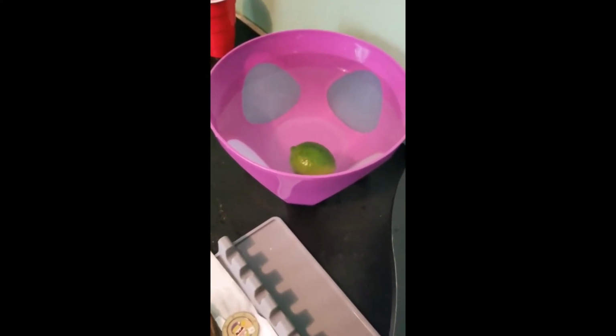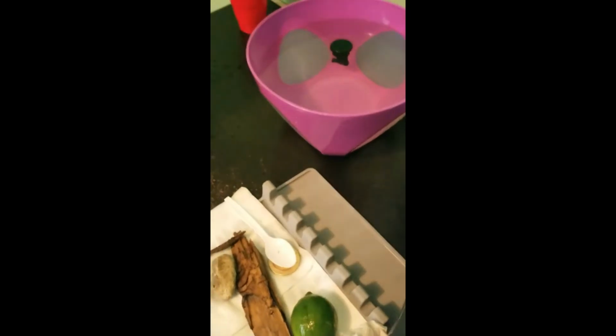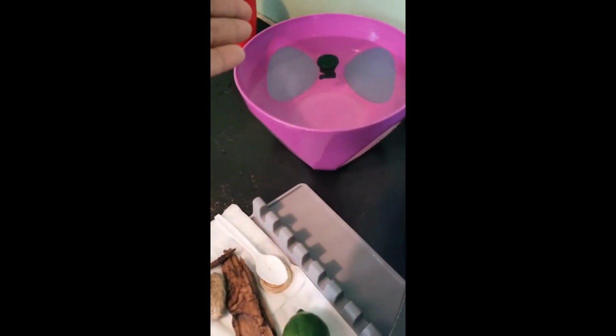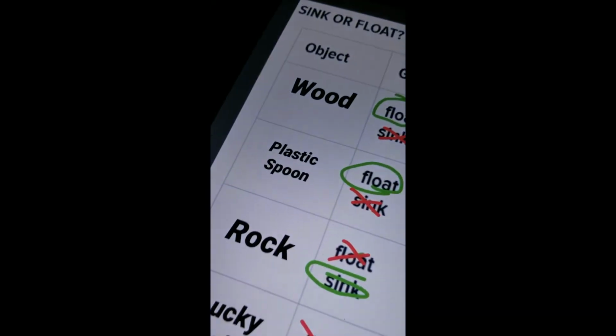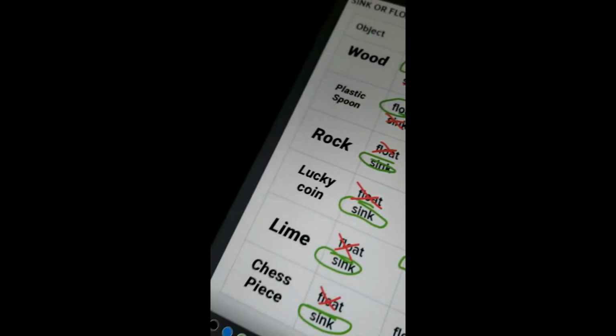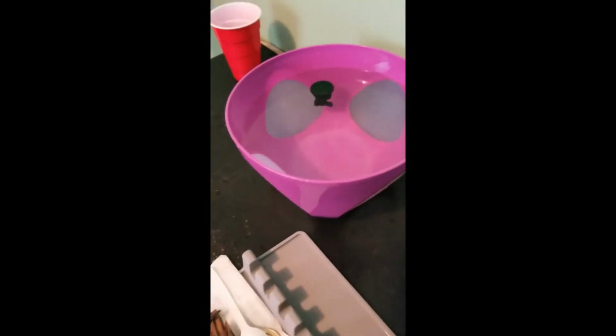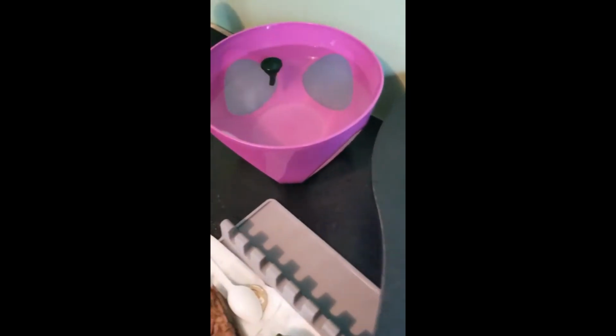This time we also added the chess piece, which is made out of what, Jordan? Plastic. Plastic. So does that remind you of something? You put here that the chess piece was going to sink. You also thought it was heavy, but what can you relate that plastic piece with? The plastic spoon. So over here, you said the plastic spoon was going to float, and it did float. Now the chess piece, which is also made out of plastic, floats. So can we assume that all plastic things float? Maybe. That's a good observation, Jordan.